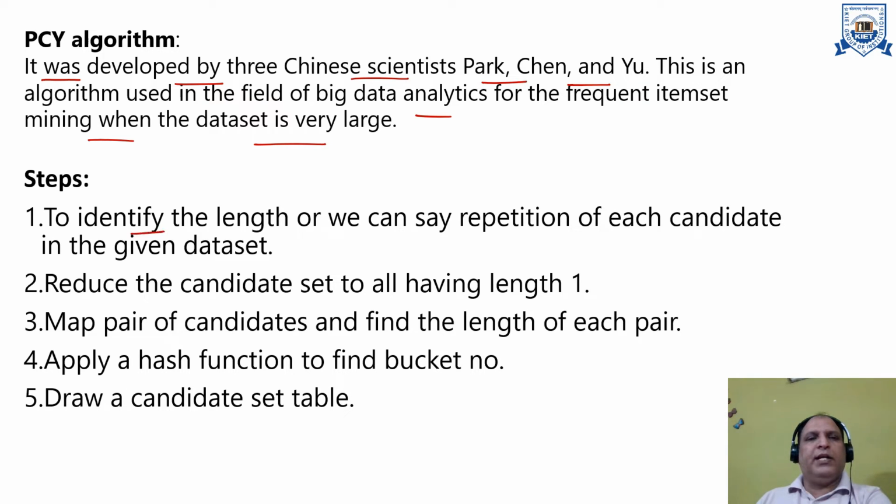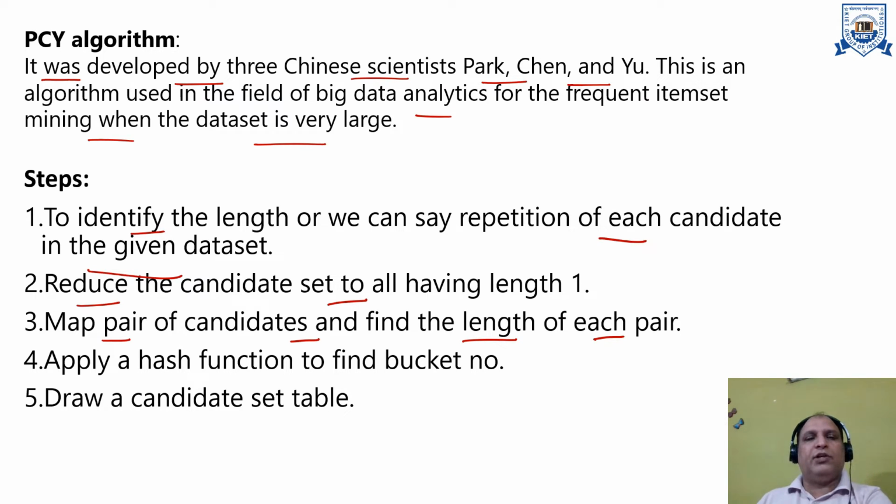First is to identify the length, or we can say repetition, of each candidate in the given dataset. So first of all, we will make a table called candidate table, and we will find the frequency of each data. Second is to reduce the candidate set to all having length 1, meaning candidates having frequency 1 or 0 will be removed. And third is to map pairs of candidates and find the length of each pair.